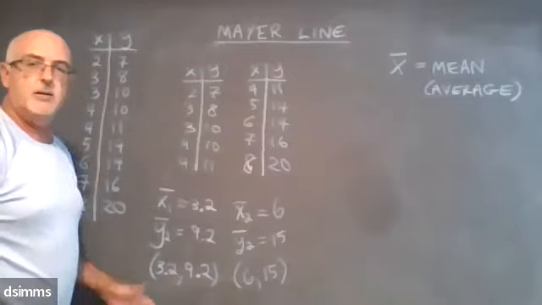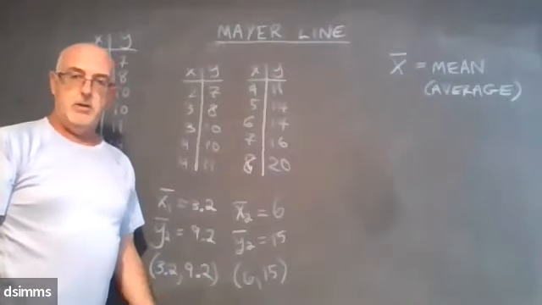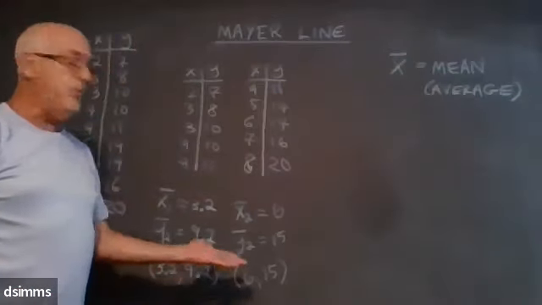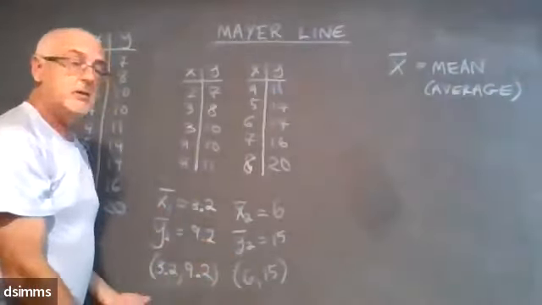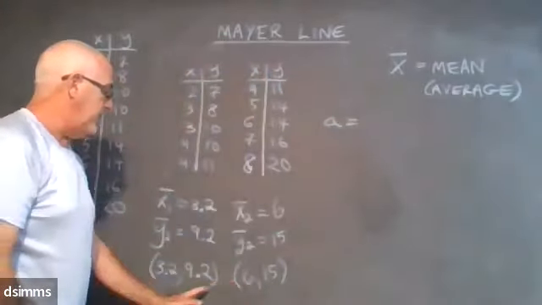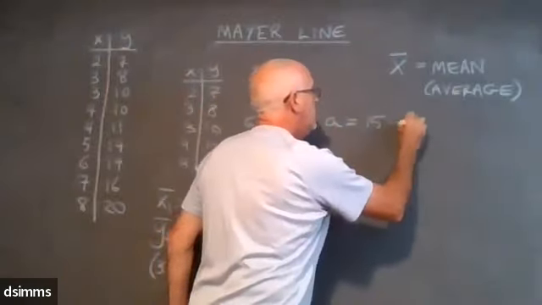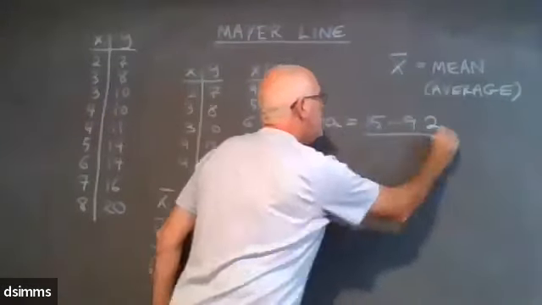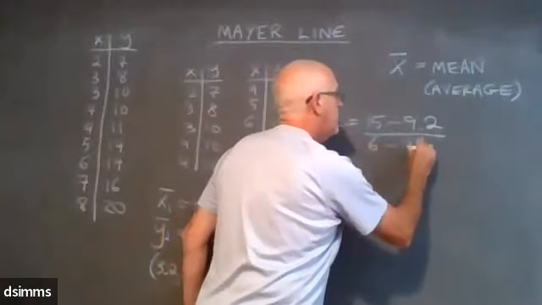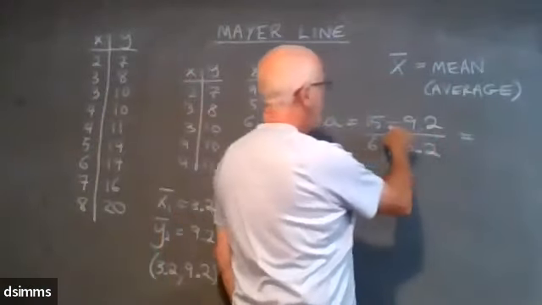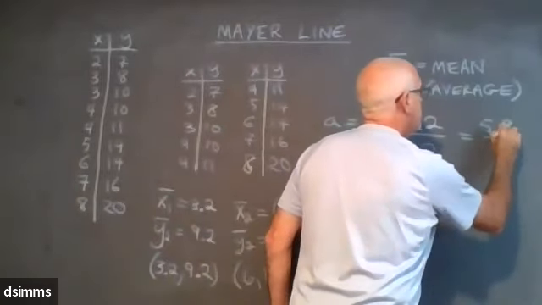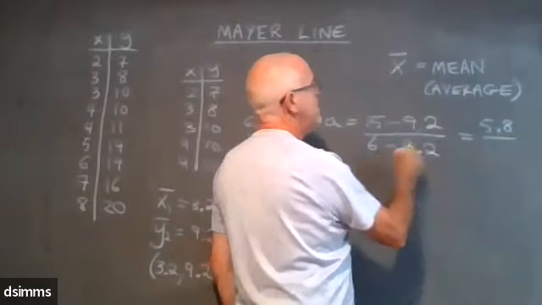And at this point, things from now on are going to start looking rather familiar. The students have been practicing finding the equation of a line when you need to know 2 points. We're using these 2 points. So in the slope formula, y2 minus y1 is 15 minus 9.2. x2 minus x1 is 6 minus 3.2. 15 minus 9.2 is 5.8. 6 minus 3.2 is 2.8.